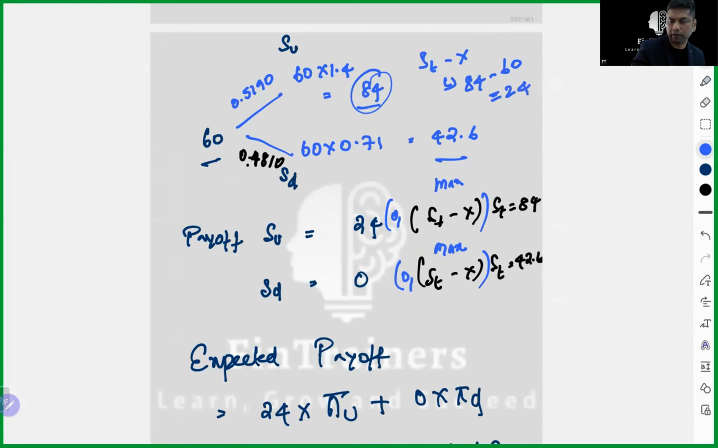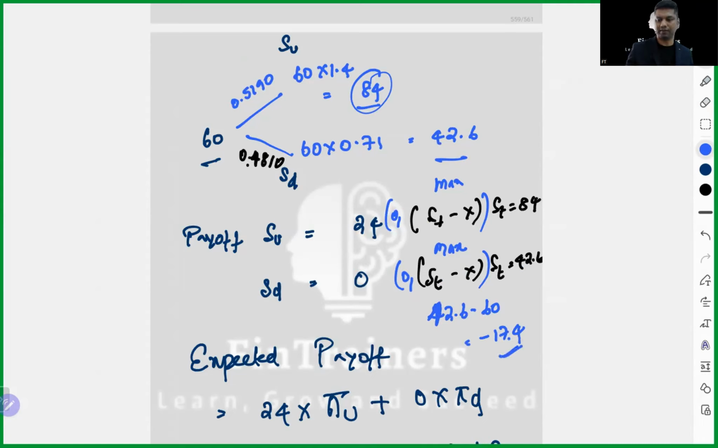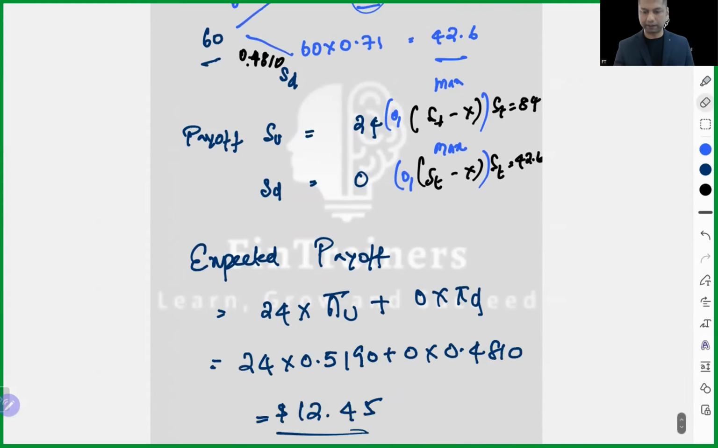So my payoff is $24. Understand? So that is how we got 24. And for this downside, ST is going to be 42 minus 60, which will be minus 17.4, right? Will we get minus 17.4? No, we will not exercise it. I will walk away from this option, so my payoff will be 0. All right. So expected payoff is 12.45.